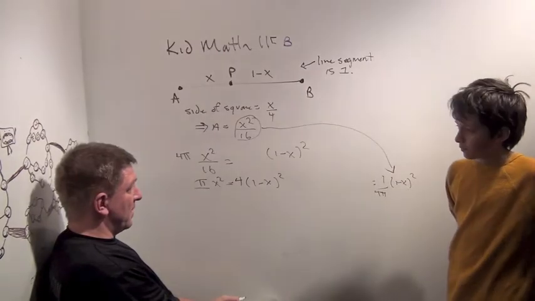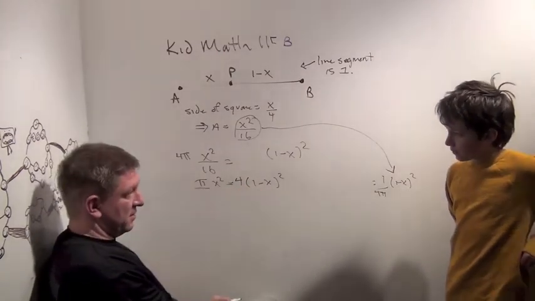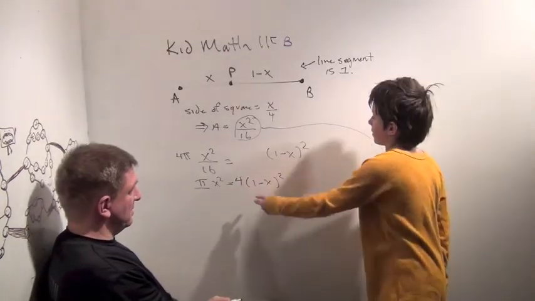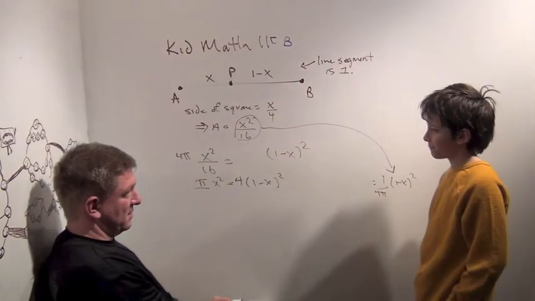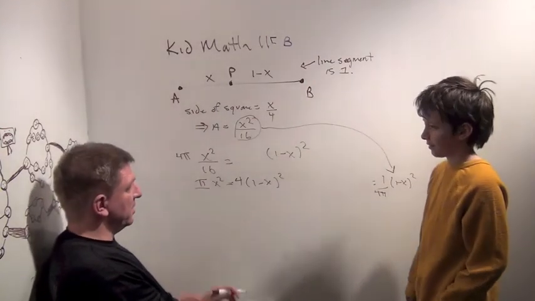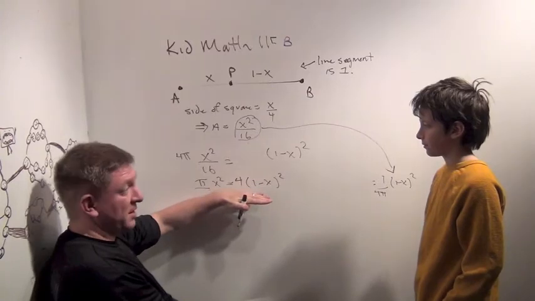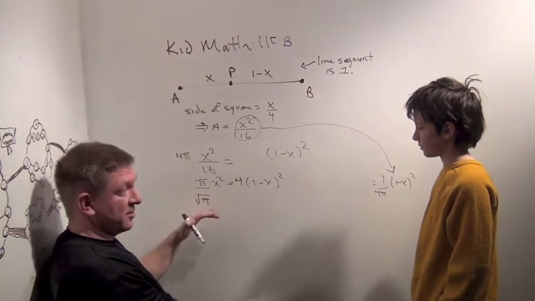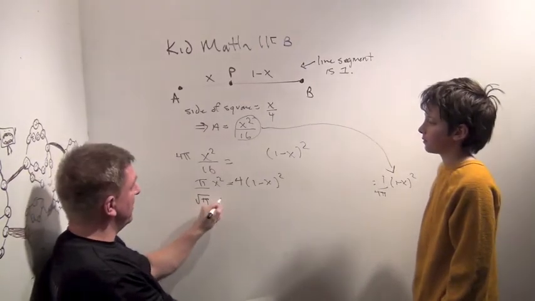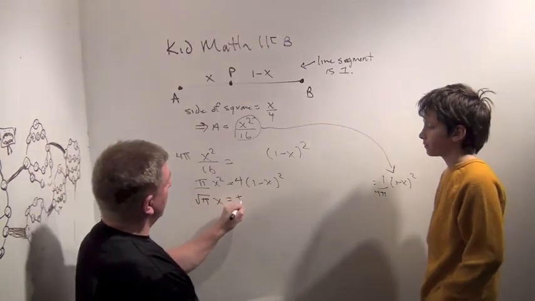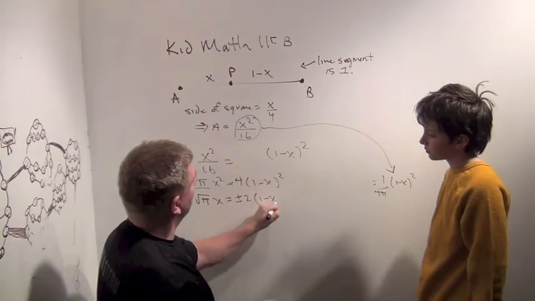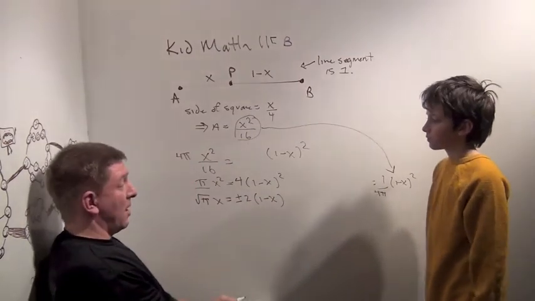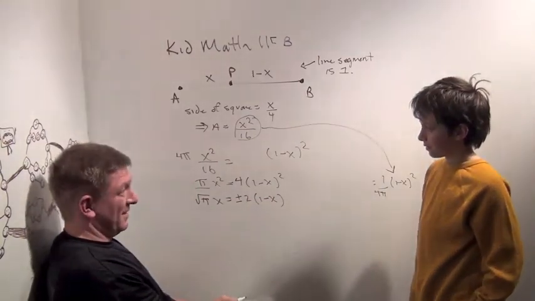Okay. Now, can I take the square root of both sides here? Well, 4 is the square. You can do the same thing to both sides of the equation. You've got to watch out for plus and minuses, though. So now I'm back to the square root of pi, which you had in your solution. So that's nice that that's showing up here. Square root of pi times x equals plus or minus 2 times 1 minus x.